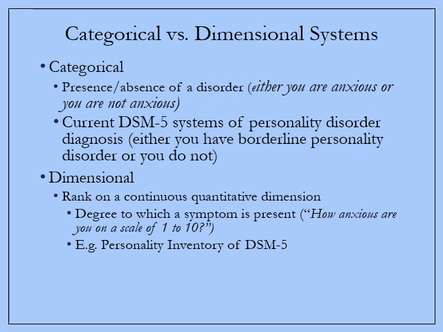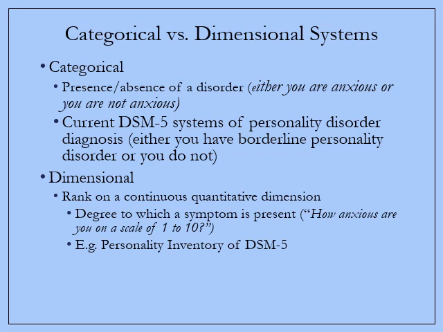In contrast, dimensional systems rank disordered behavior or mental illness on a continuous quantitative dimension. So on the degree to which a symptom or cluster of symptoms is present. So somebody can be anxious on a scale of 1 to 10, with 1 being not very anxious at all and 10 being extremely anxious. And in a dimensional system, you get a little more information about exactly where that behavior lies in terms of severity.